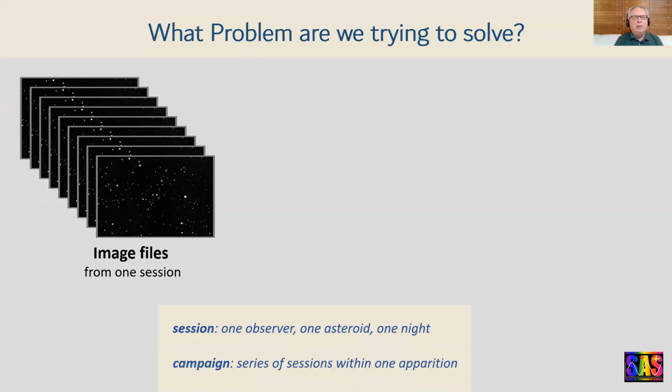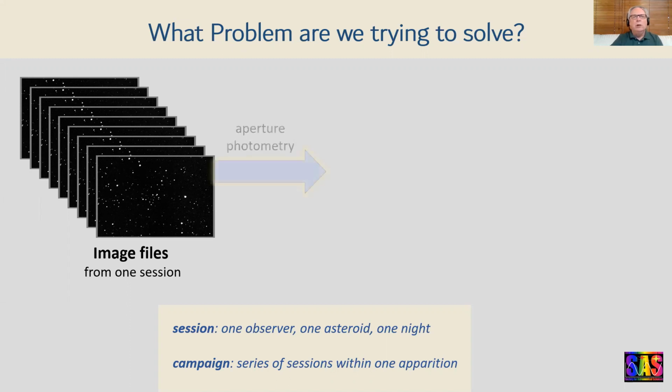We have a number of image files taken from one session. Now, a session is typically defined as one observer taking one night of images on one asteroid. So these image files are going to be very similar to each other, but you will see the asteroid move slightly from image to image as they're taken during one night.